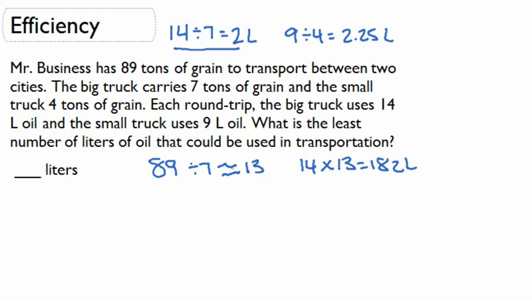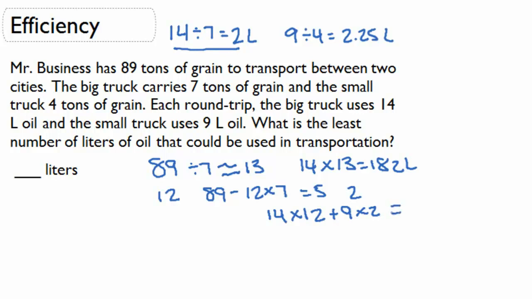But remember, we have that last trip that's not quite full. So, what if we did instead 12 trips with the big truck? Then we would have 89 minus 12 times 7, which would give us 5 left. So we would need 2 trips with the smaller truck. Altogether, that would give us 14 times 12 plus 9 times 2, which would give us a total of 186 liters of oil we would need if we did 12 trips with the big truck.